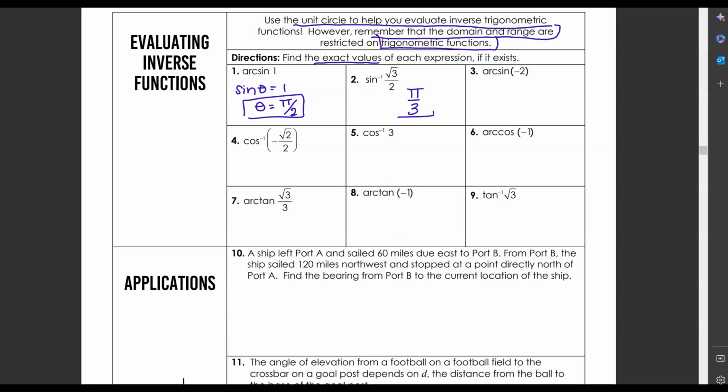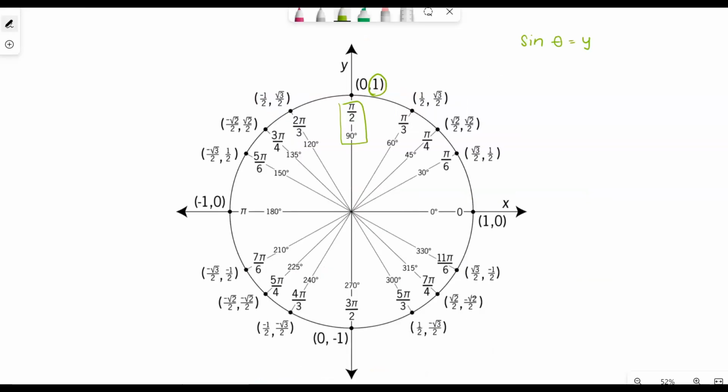Take a moment and try number 2. All right, so hopefully for number 2, you got pi over 3. Just coming back and looking at the unit circle, when does sine equal root 3 over 2? That is pi over 3.